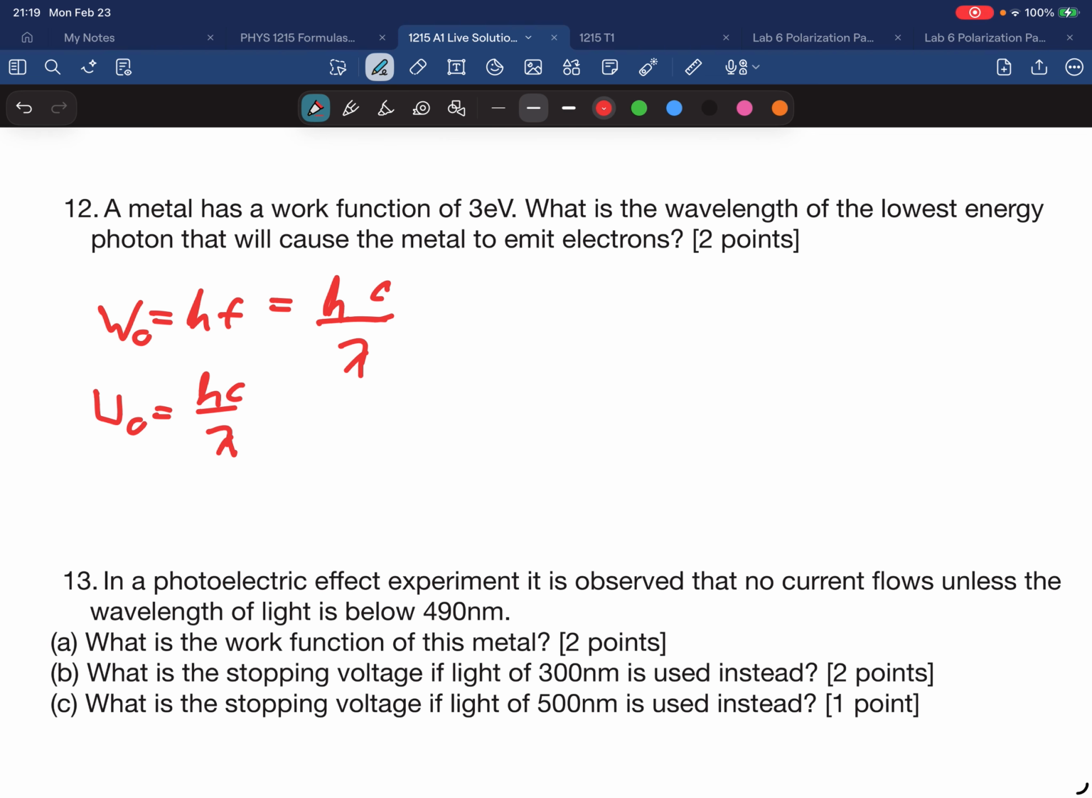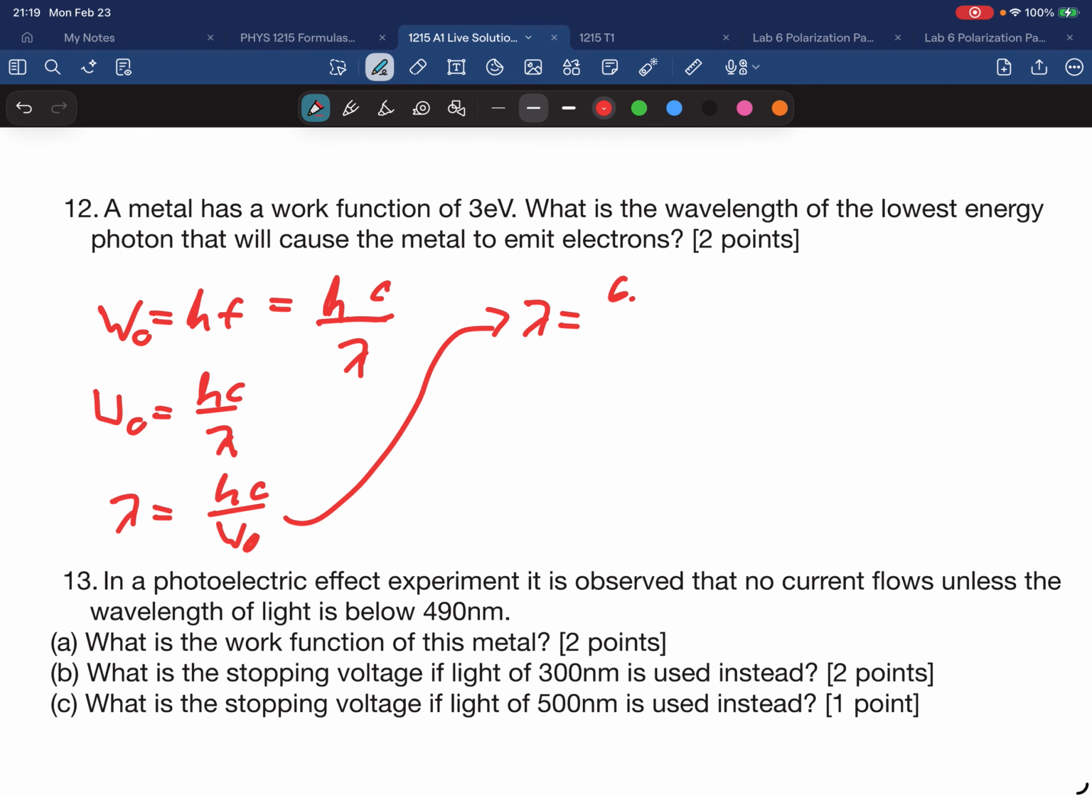Great. So we're told that the work function is 3 electron volts. We are looking for the wavelength of the lowest energy photon that will cause the metal to emit electrons. So this is just going to be whatever wavelength satisfies this equation when we plug in 3 electron volts. So rearranging for a wavelength, because that is what we're solving for, we get this equation here.